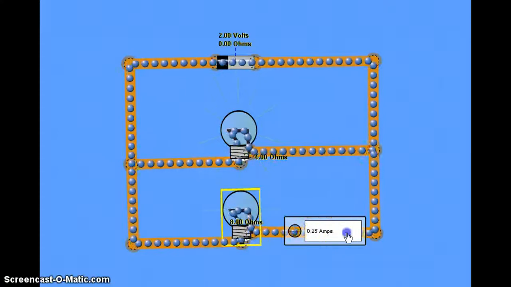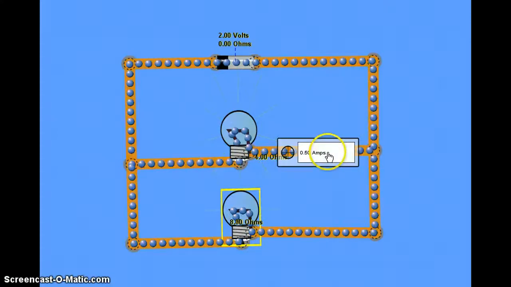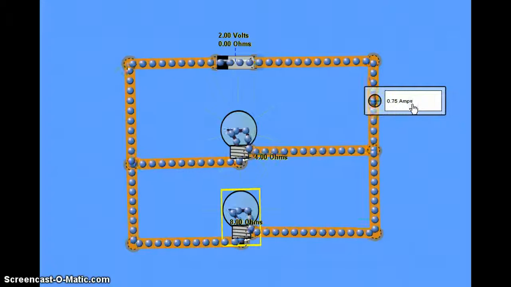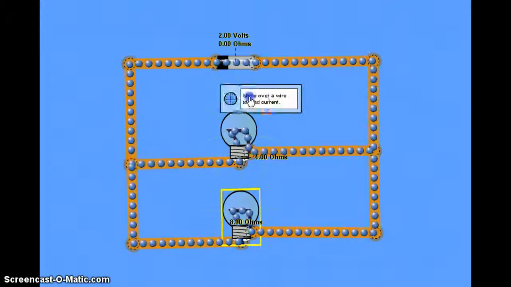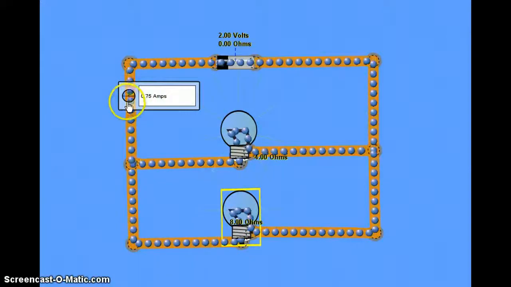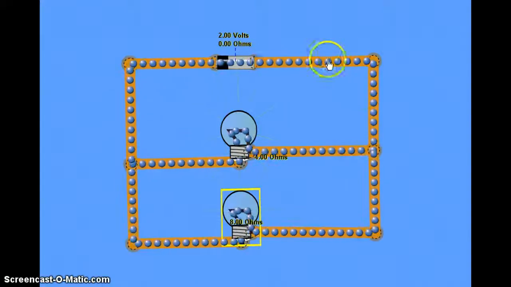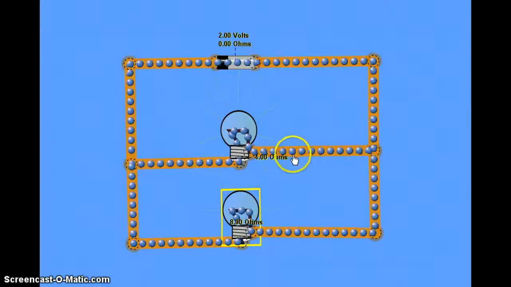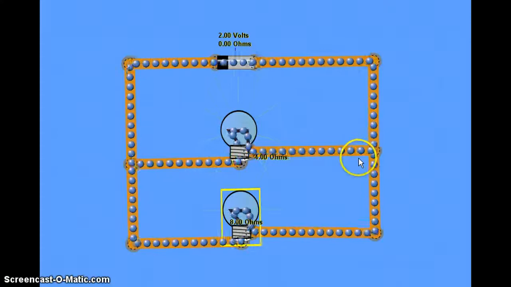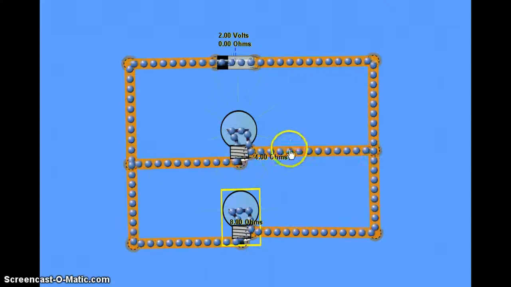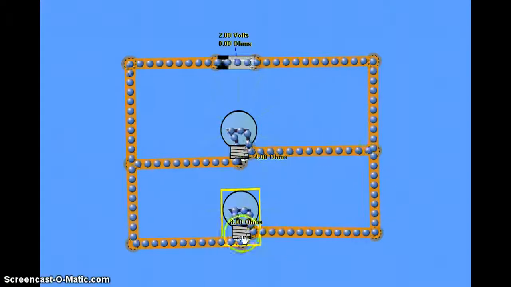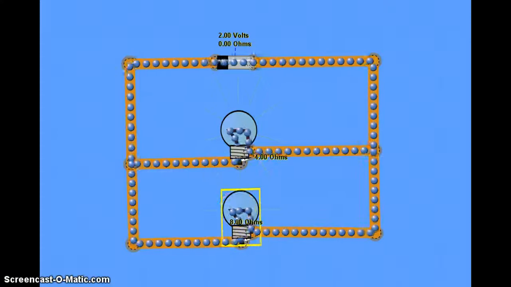Notice still that 0.25 in that branch and 0.5 in that branch add up to the total current of 0.75 amps. And that total current is obviously also experienced on that side over there. So the current still splits in the parallel circuit, but more current will go through the path with lower resistance and less current through the path with higher resistance.